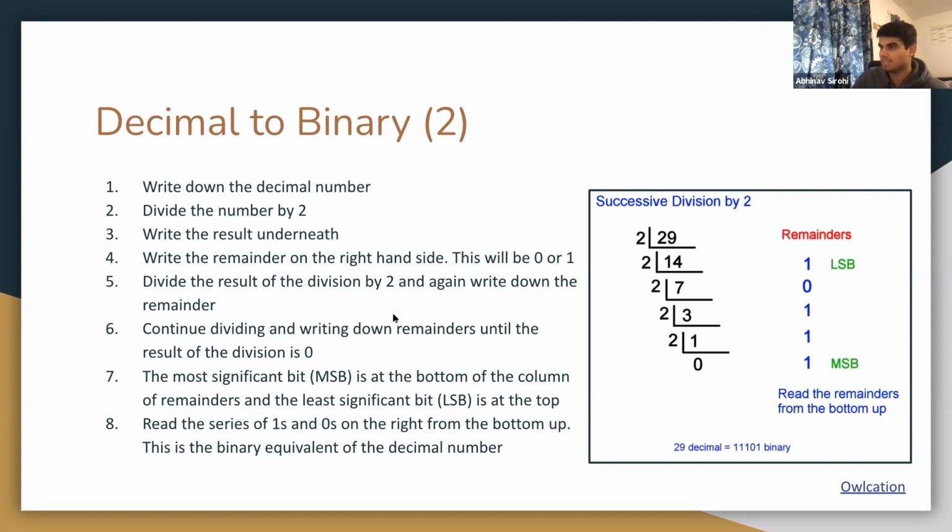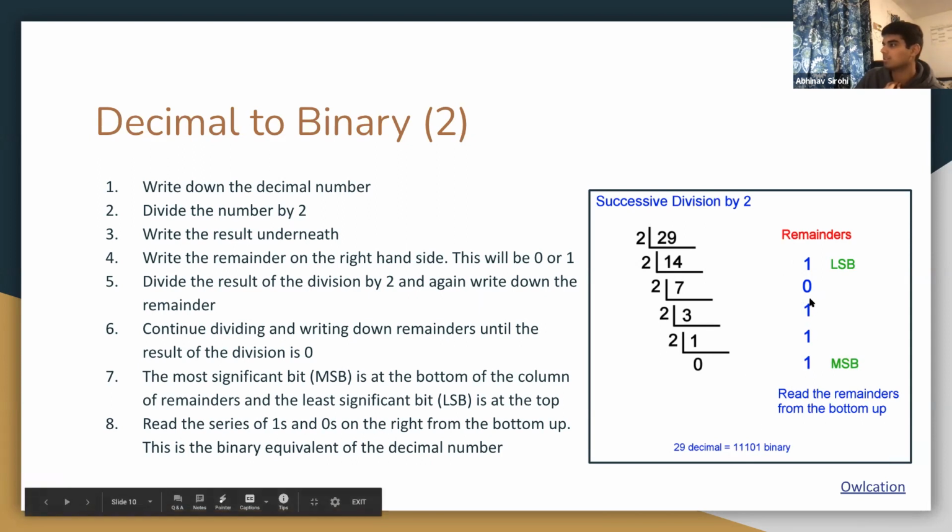And then the most significant bit is going to be at the bottom. The least significant is going to be at the top. And so you just write the number starting from the bottom up. And so this 29 becomes 11101 in binary, which is exactly what we have here.